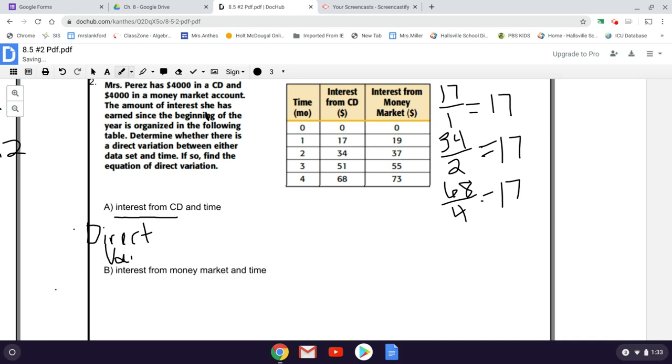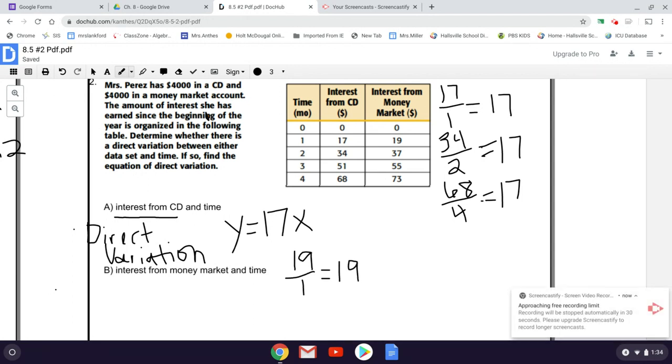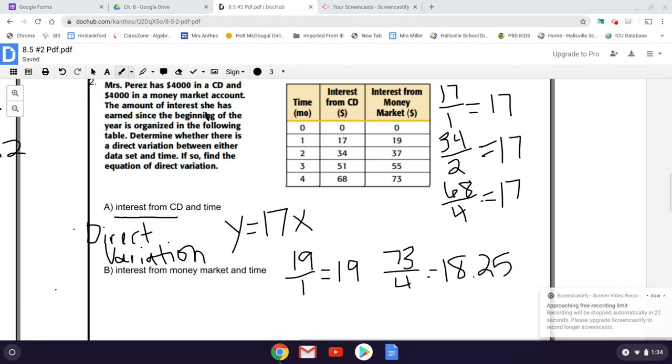And then if I write the equation for that, 17 would be my k, or my slope. So y equals 17x. Okay, so then B, we're going to look at the interest from the money market versus time. So interest from the money market is going to go on top. So 19 divided by 1 would give us 19. And then if we tried the last one, 73 divided by 4, we'd get 18.25. Okay, so those are not the same. So this is not a direct variation.